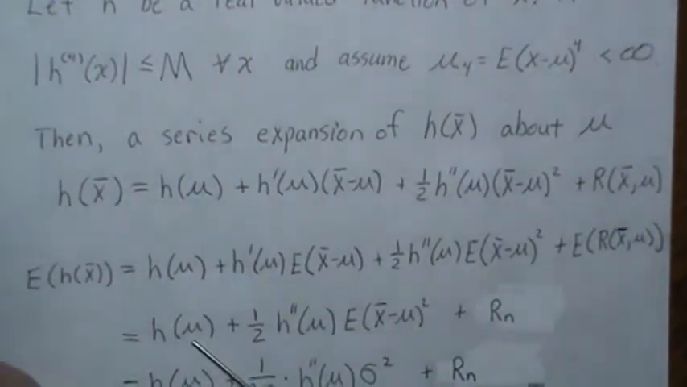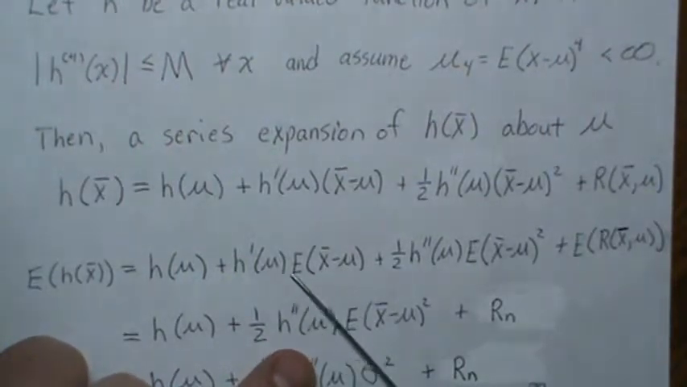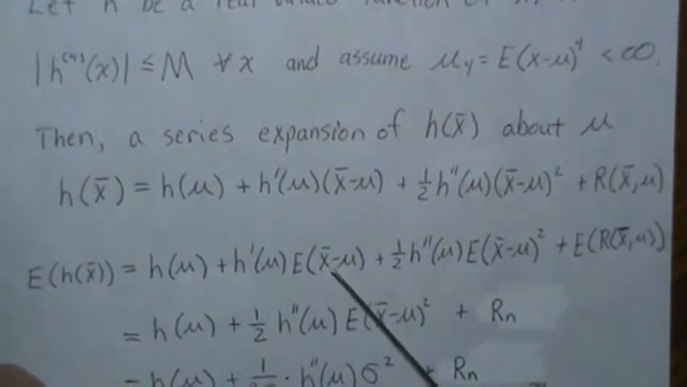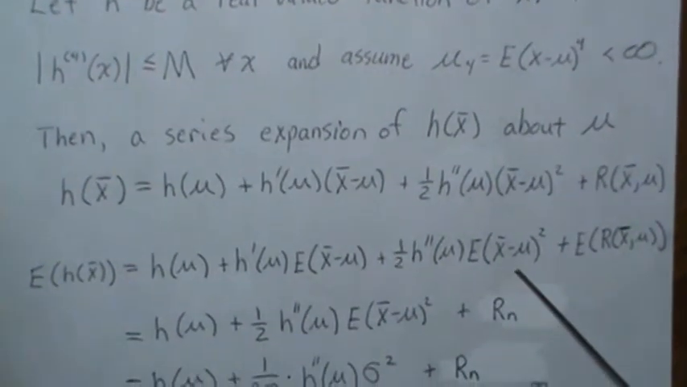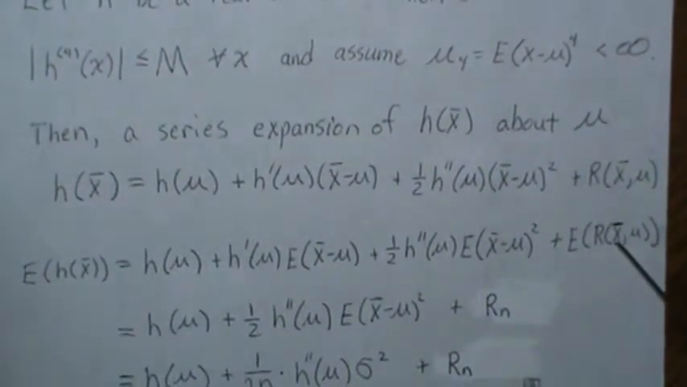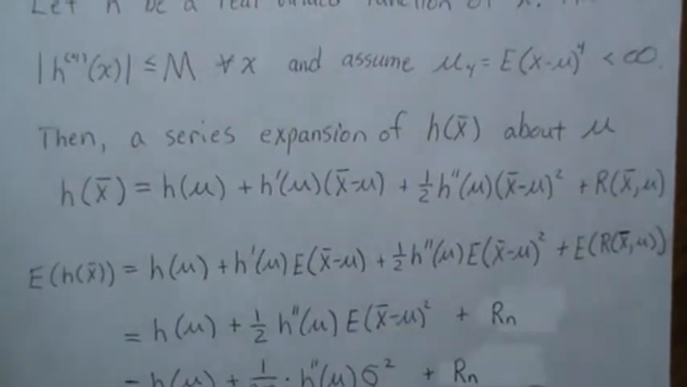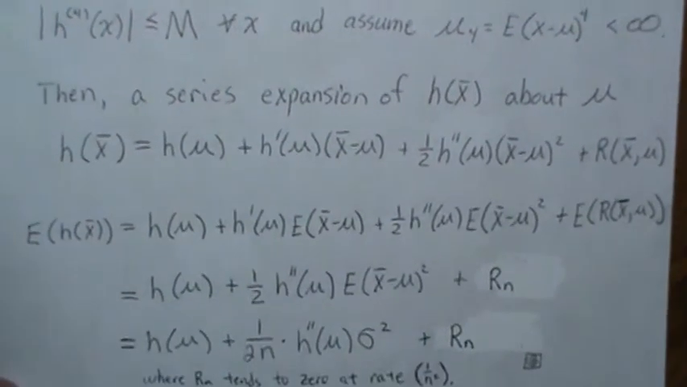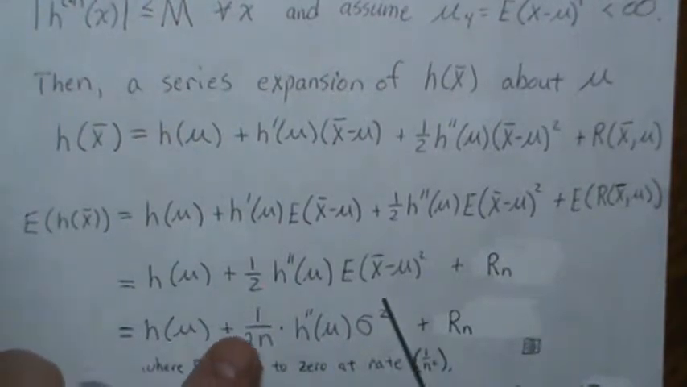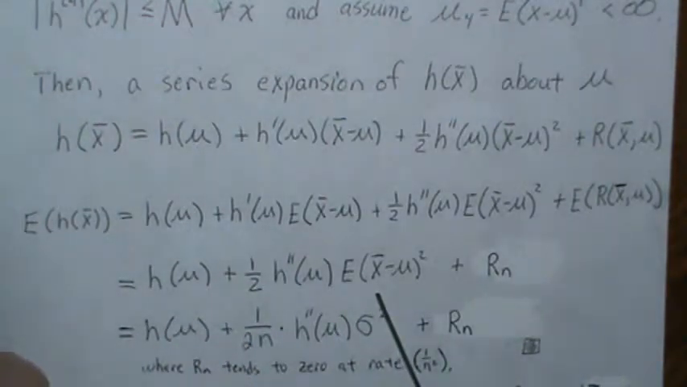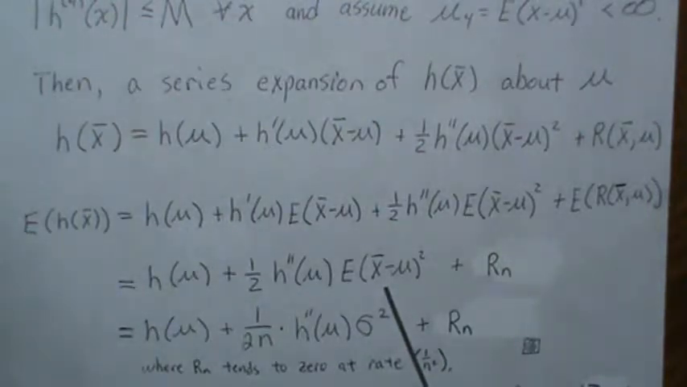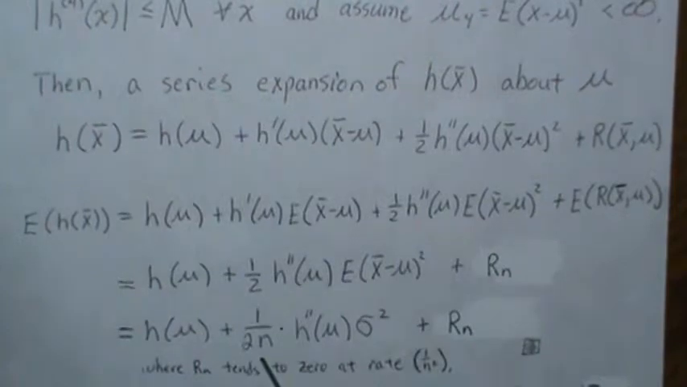Now this comes down. The expected value of x bar minus mu is 0, so that goes away. This expected value is just this, and then of course we have the remainder, that's called Rn. Now here the x bar comes down, and this is the expected value, or the second central moment of x bar, which is sigma squared over n.